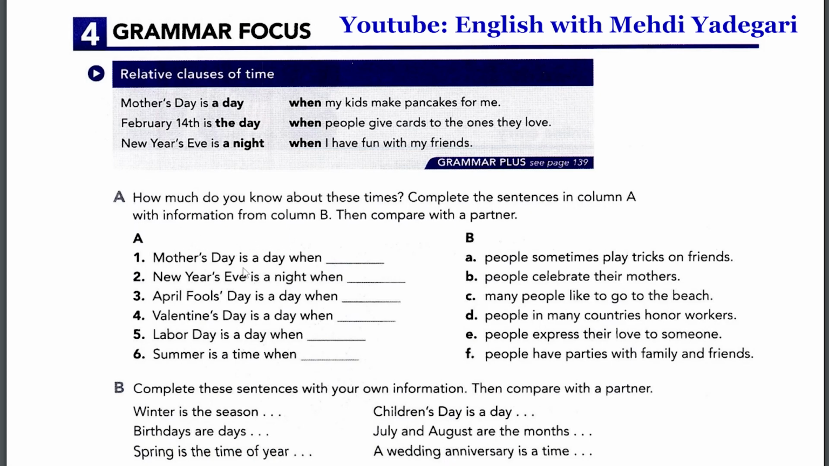To practice this grammar, we have number 1 to number 6 with the matching sentence in part B. So you have to match number 1 to number 6 with A to F. To help you practice, let's do number 1 together. Mother's Day is a day when... Take a look at A to F. Which one can we match number 1 with? Correct. B. Mother's Day is a day when people celebrate their mothers. So, now pause the video, do number 2 to number 6, and then play the video. Let's do them together.